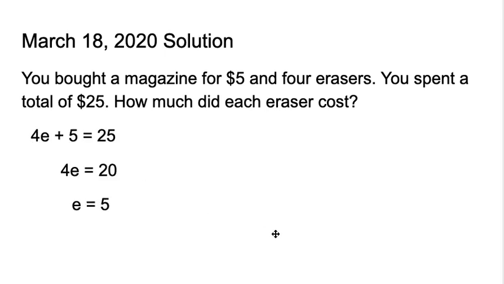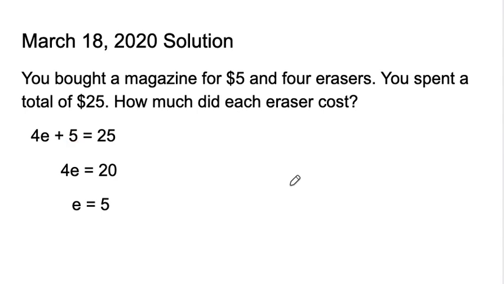And here is our solution. So I decided to use E as my variable for erasers. So I know that I have 4 erasers plus that $5 that I spent on my magazine, and that my total will be $25. So remember, we're using SADMAP in reverse, which is PEMDAS in reverse. I first look for any constants, any numbers that do not have anything around them. So that is this guy right here, my $5.